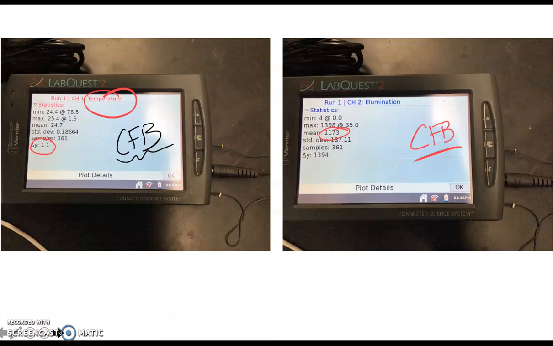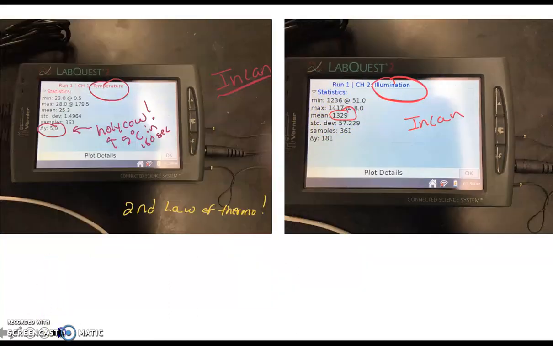So you may want to jot this data down, because it's what you're going to use as some evidence to support a claim at the end. When I look at the compact fluorescent bulb, for example, my change in Y for temperature, remember Y was my temperature scale, so this is delta T. Over those 3 minutes, it increased in temperature by 1.1 degrees Fahrenheit. And notice the average illumination or light output for this compact fluorescent bulb.